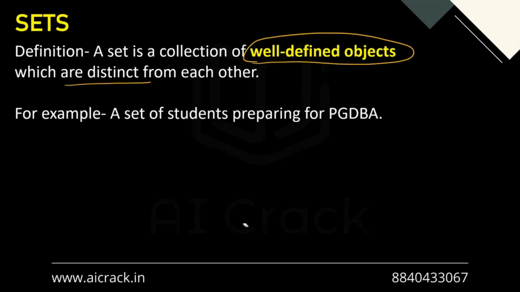So the very basic example is a set of students preparing for PGDBA. What is the well-defined property over here? That is, all of them are preparing for PGDBA, and they might have different names. Let's say A, B, C, D, and so on. Okay? So every other person is different, but they have a common property that they are preparing for PGDBA, right?